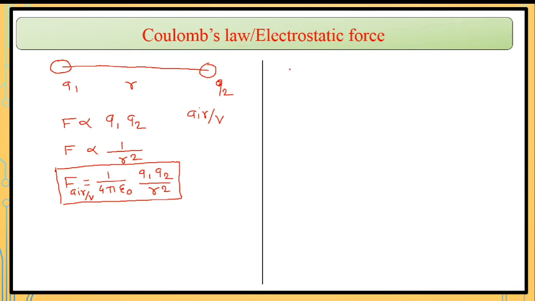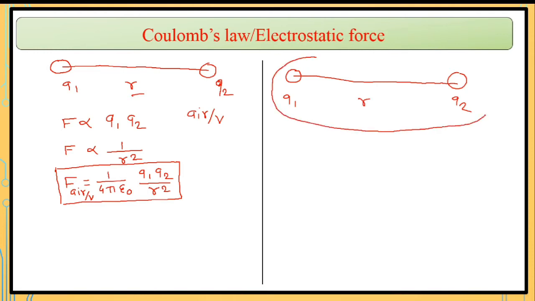Suppose we have considered the same charges, this Q1 and this Q2, having the same distance between them. Just these two charges we have put in a material medium. These two charges have the same magnitude and the distance between them is r, as we have considered here.